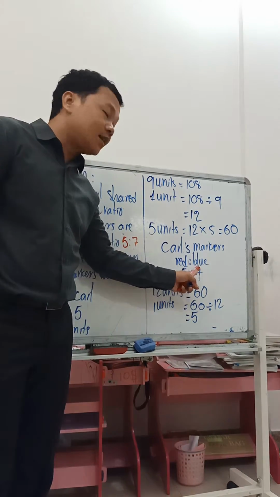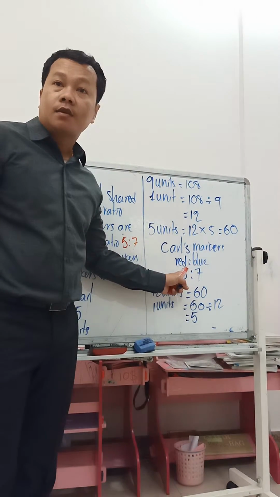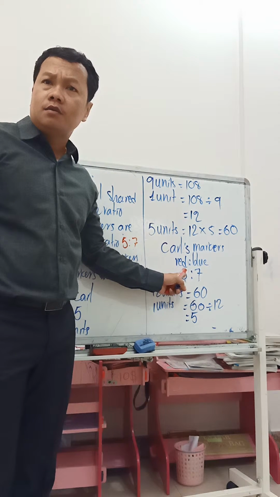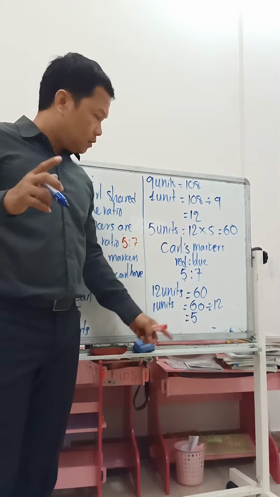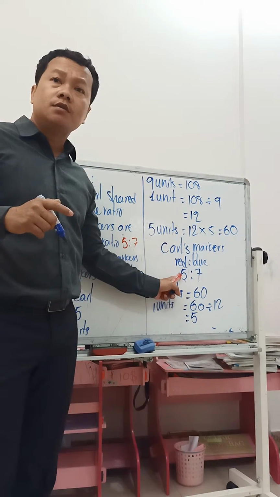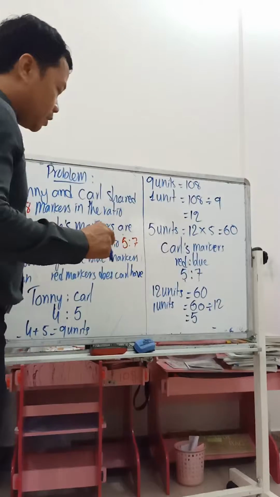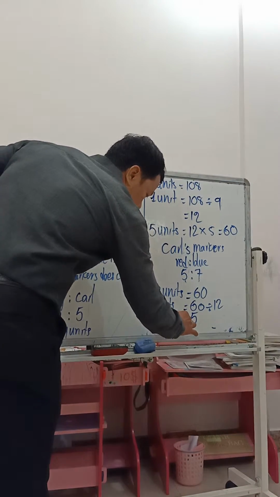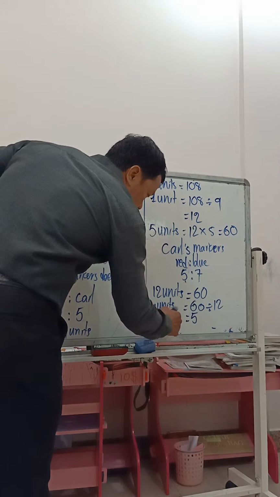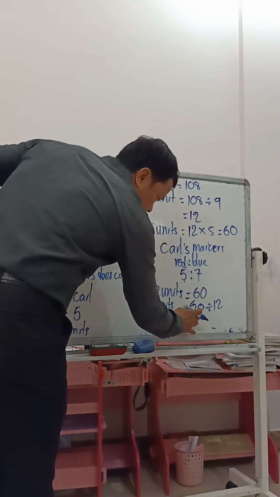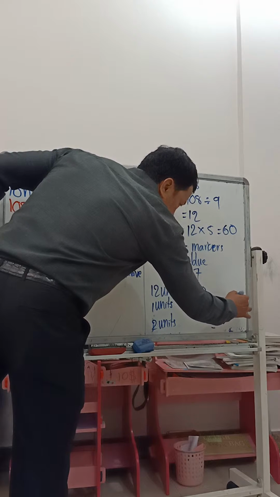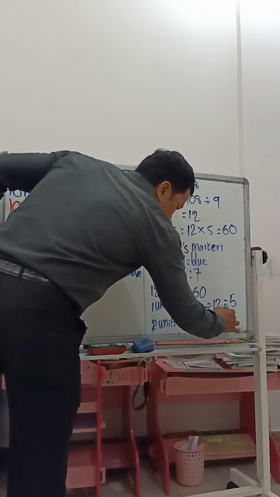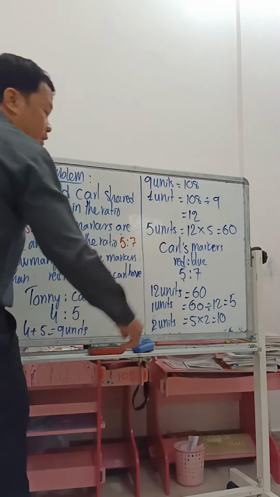And blue markers have how many more than red? 2 units, right? Yes. So 2 units equal what? How do you do it? 1 unit equals 5, so 2 units equal what? 5 multiplied by 2 equals 10. 10.